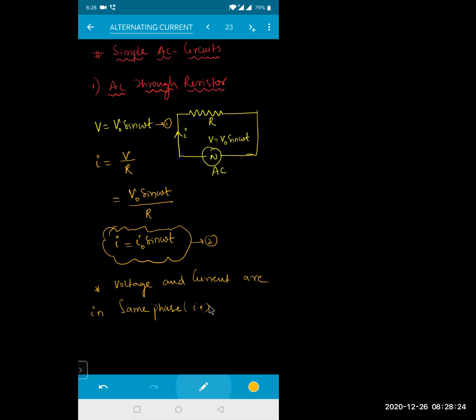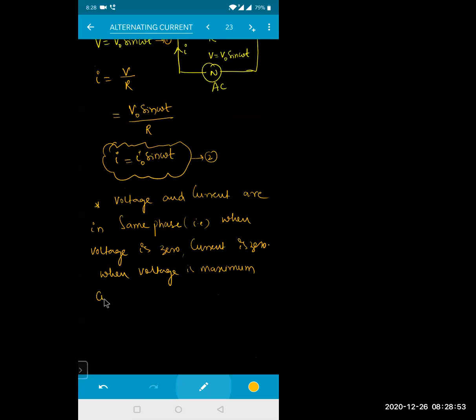That is, when voltage is zero, the current is also zero. When voltage is maximum, current is also maximum. That means they are in the same phase. Both of them are sine functions.